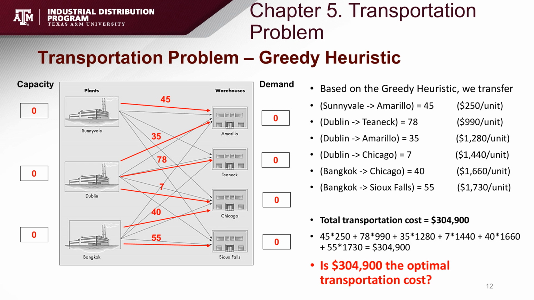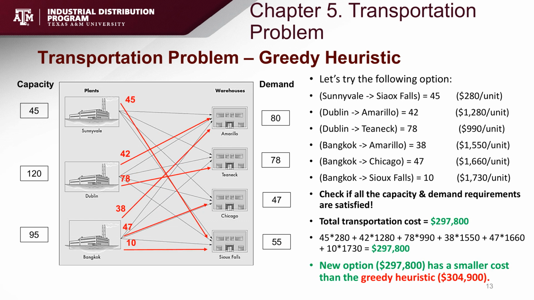Greedy felt smart at every step, but remember, we only ever looked one move ahead, and that basically is Greedy's blind spot. Locking in cheap routes early can strand the expensive ones for the very end. Now watch this, let me propose a completely different plan. Ship Sunnyvale to Sioux Falls 45, Dublin to Amarillo 42, Dublin to Teaneck 78, Bangkok to Amarillo 38, Bangkok to Chicago 47, and Bangkok to Sioux Falls 10.